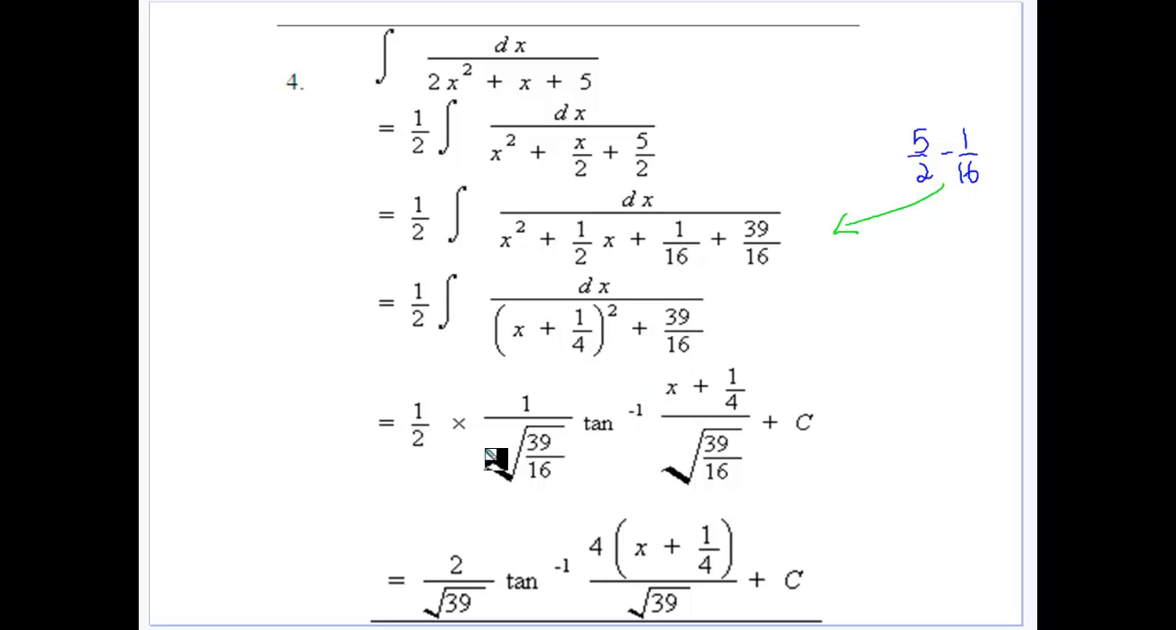So you've got the half out the front, the 1 on root 39 on 16, which comes down to root 39 on 4, and the x plus a quarter on top over the square root of 39 on 16, which again would be square root of 39 over 4. That's where the 4 starts to appear, and the 4 goes up top, and 4 divided by 2 gives us the 2 there. So check that manipulation from that line to that line, just so you understand where all the numbers are coming from in terms of the 4 and the 2 there.